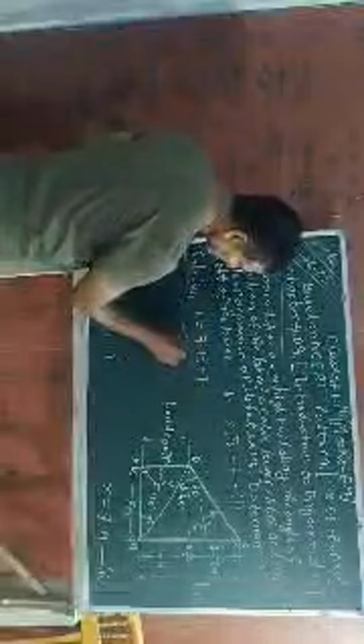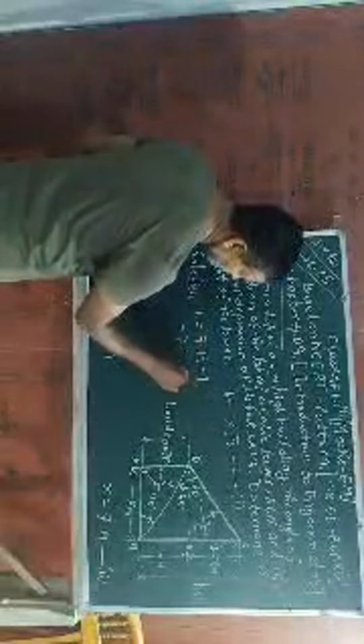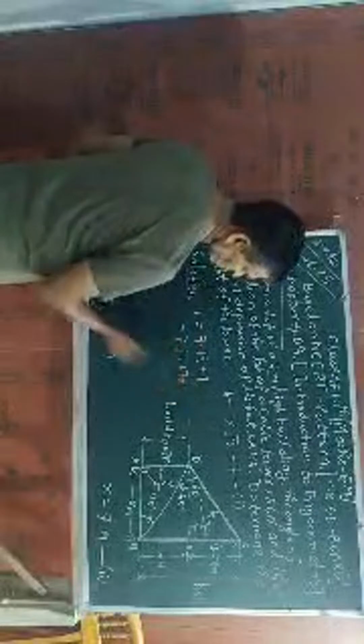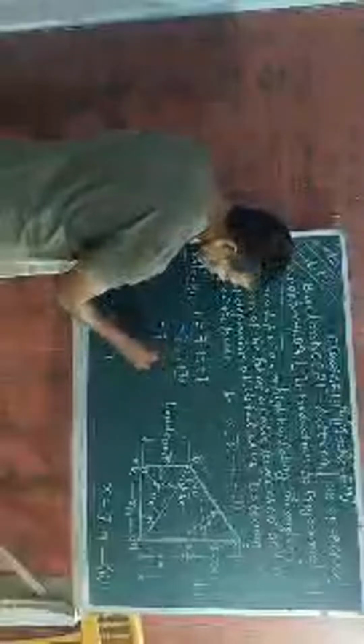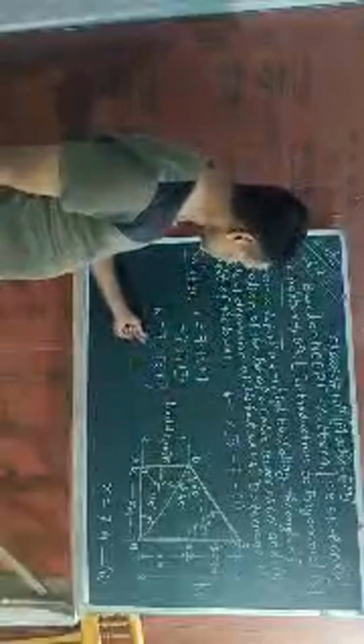Now here I can write 7 into root 3. In the place of 7 I can write 7 into 1. There will be no change in my question. So here 7 I have to take common. So in the bracket I will write root 3 plus 1. Here 1 will be available. So the value of x is equal to 7 in the bracket.